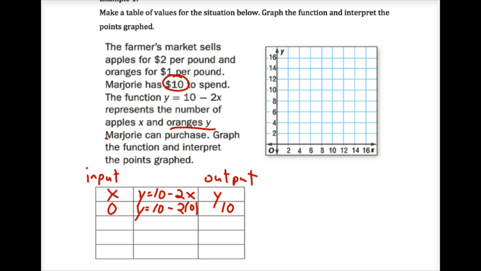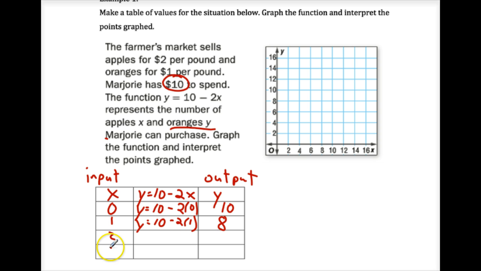Now, could we buy 1 pound of apples? Everybody put a 1 in for your X, another input, and figure out what Y is when X is 1. 10 minus 2 times 1. Somebody explain what that means in real words. You're going to buy 1 pound of apples and 8 pounds of oranges.